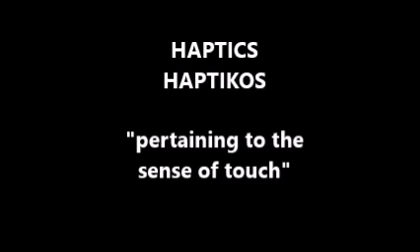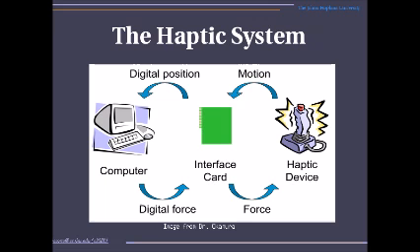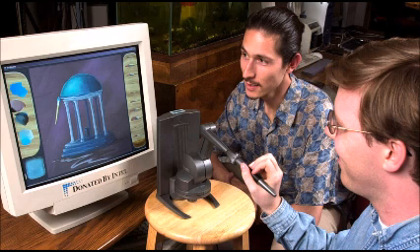Haptics is derived from the Greek word haptikos and is defined as pertaining to the sense of touch. In its application, haptics is the design of robotic systems that simulate the sense of touch by applying forces, vibrations, or motions to the user. These systems often display appropriate visual and audio feedback as additional cues to the user.